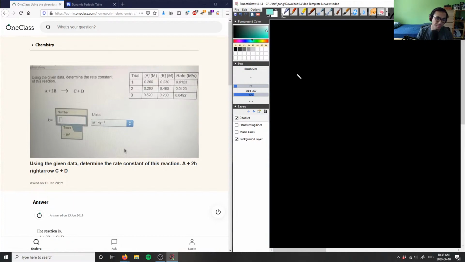Let's look at number 4. It says, using the given data, determine the rate constant. So let's do this problem here. It says A plus 2B equals C plus D. And we're given some trials and some concentrations and some rates. So I have A plus 2B yields C plus D, and then I want to solve for my K value here. In order to solve this problem, again, I'm going to simply verify the solution.